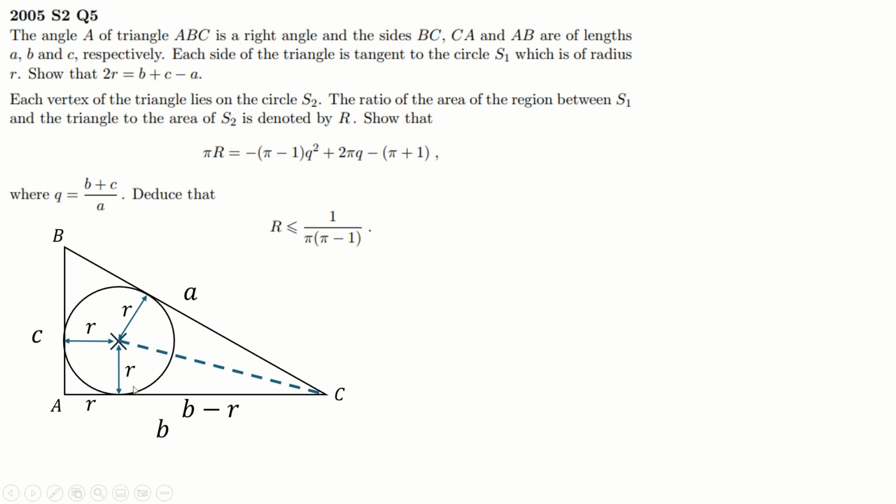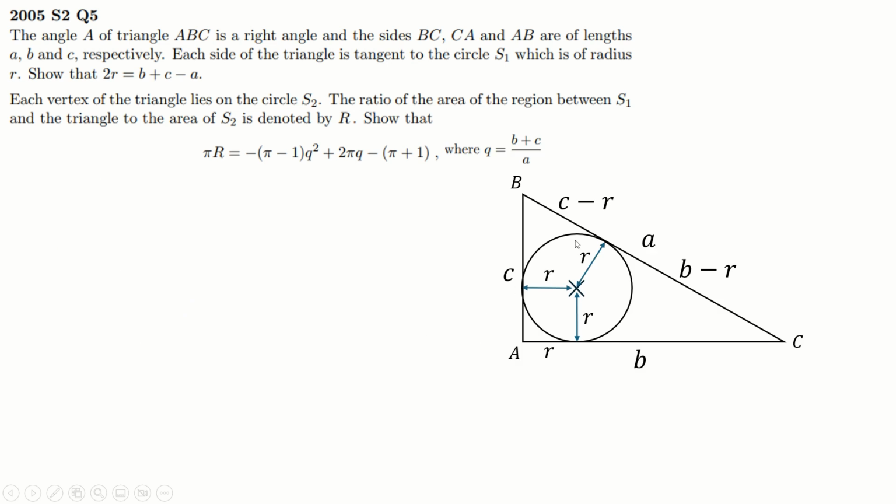Which means by RHS, right angle, side, and shared side, these two triangles must be congruent, so this length here is also b minus r. And up here as well, exact same deal. So that length there is r, so this here is c minus r, which means that's c minus r, and then we could just look at this and go a equals this plus this. And if you rearrange that, you'll end up with the thing they want you to get.